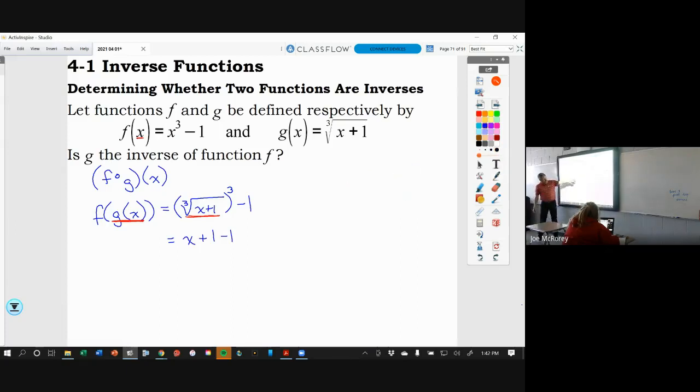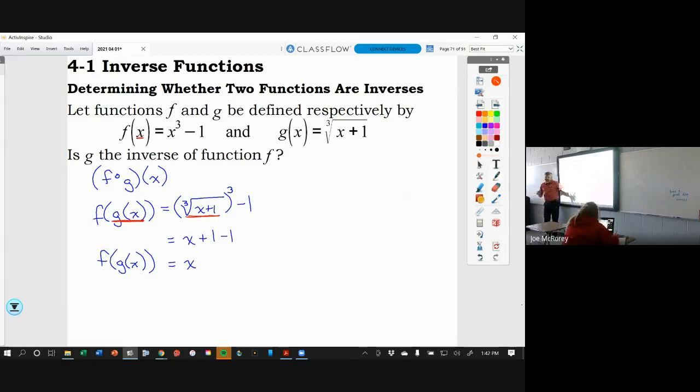Okay, so now we have x plus 1 minus 1, which is just x. Y'all are on fire today. So here's what happened. I took the f function, I plugged the g function in for x, I simplified, and I got x. Now, if I did not get x, I'm going to stop right now and say, hey, this is not 1-to-1. No sense in going on.